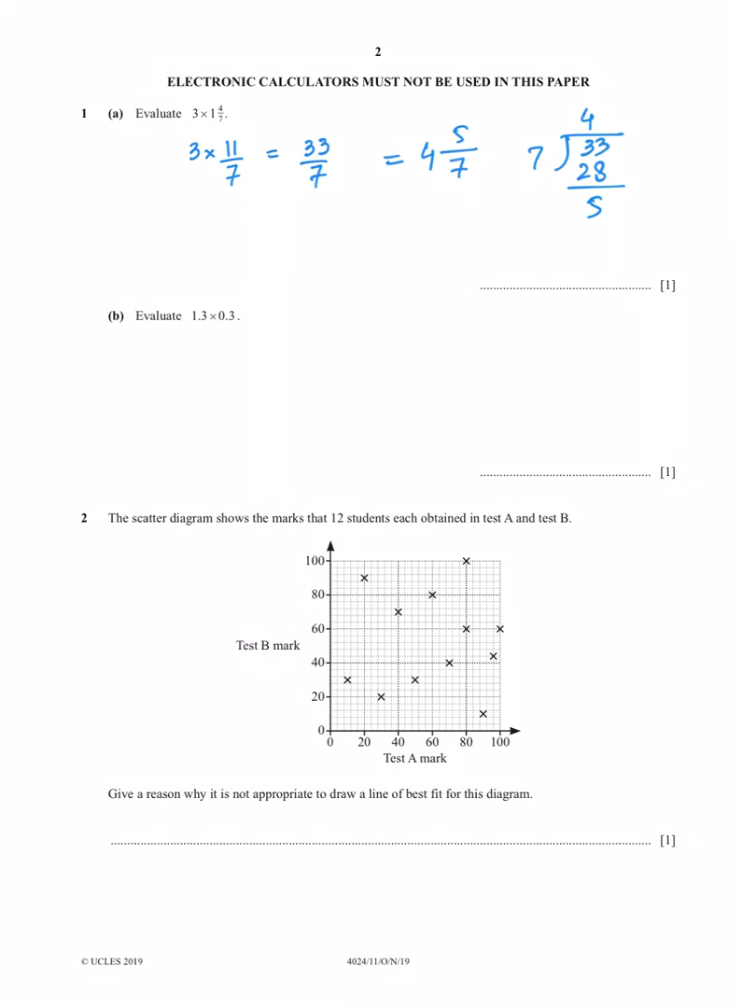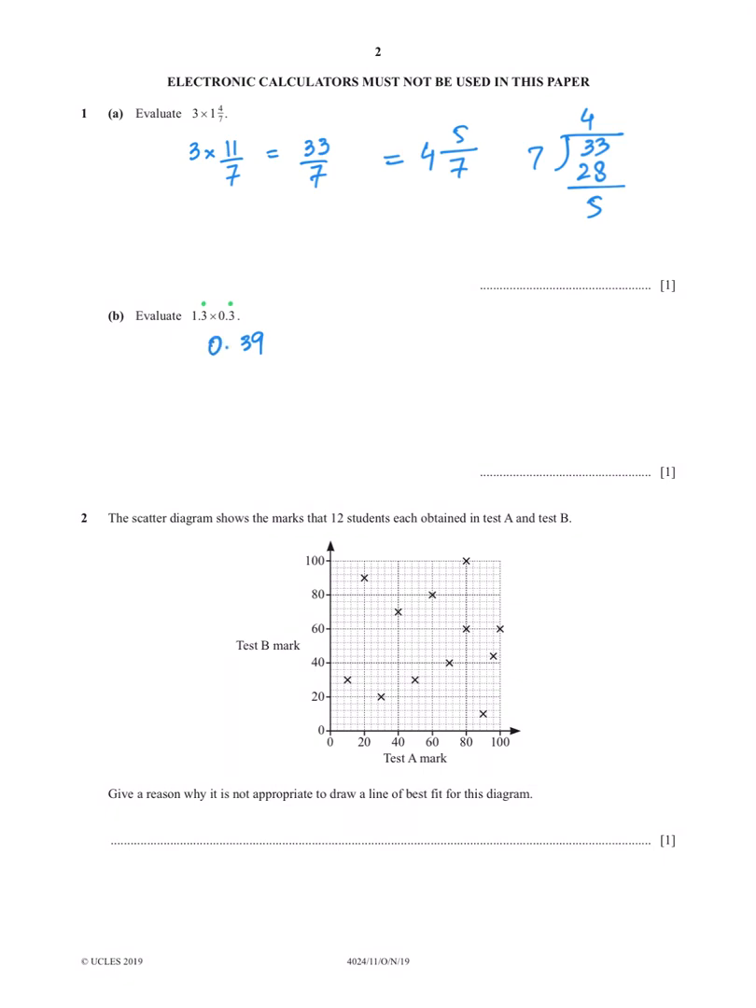In part B it says 1.3 times 0.3, so if we multiply 13 times 3, that will be equal to 39. Now we need to count the number of digits after the decimal, so there are 1 and 2. There are two numbers after the decimal, so my answer will be 0.39.